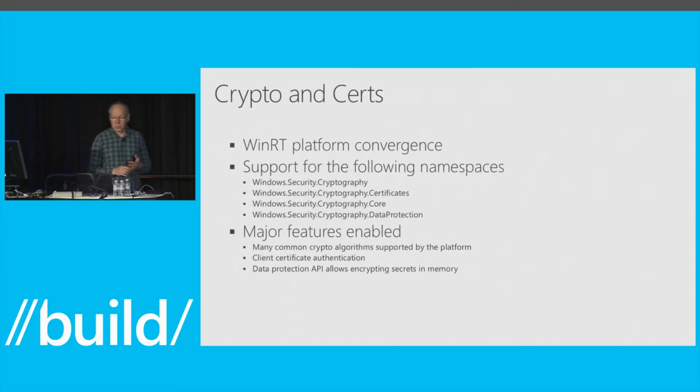For crypto and certs, we now have convergence on WinRT. All these namespaces that you see here are supported on phone. All the modern crypto algorithms, client certificate authentication. So client certificates, mutual authentication using a client certificate was a pain in the neck or not even possible on previous versions of the OS. It's completely possible now using these new APIs. And the data protection APIs include the possibility for digital signatures, so data verification and secrets, encrypting secrets in memory, et cetera.